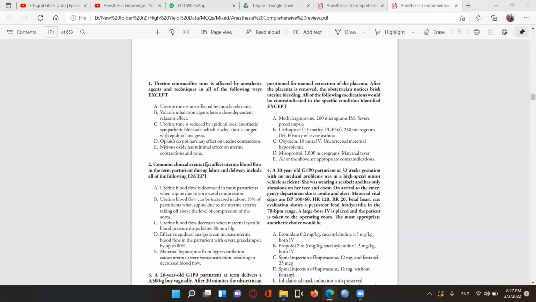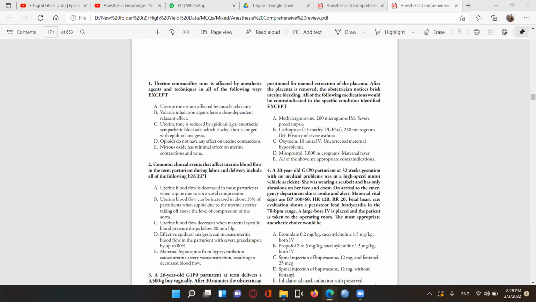So which should be the answer? Like if we go, uterine tone is not affected by muscle relaxant. This is a correct statement. Volatile inhalational agents have a dose-dependent relaxant effect. This is also a correct statement. Opioids do not have any effect on uterine contraction. This is also a correct statement. Nitrous oxide has minimal effect on uterine contraction. This is also a correct statement. So this is a wrong statement.